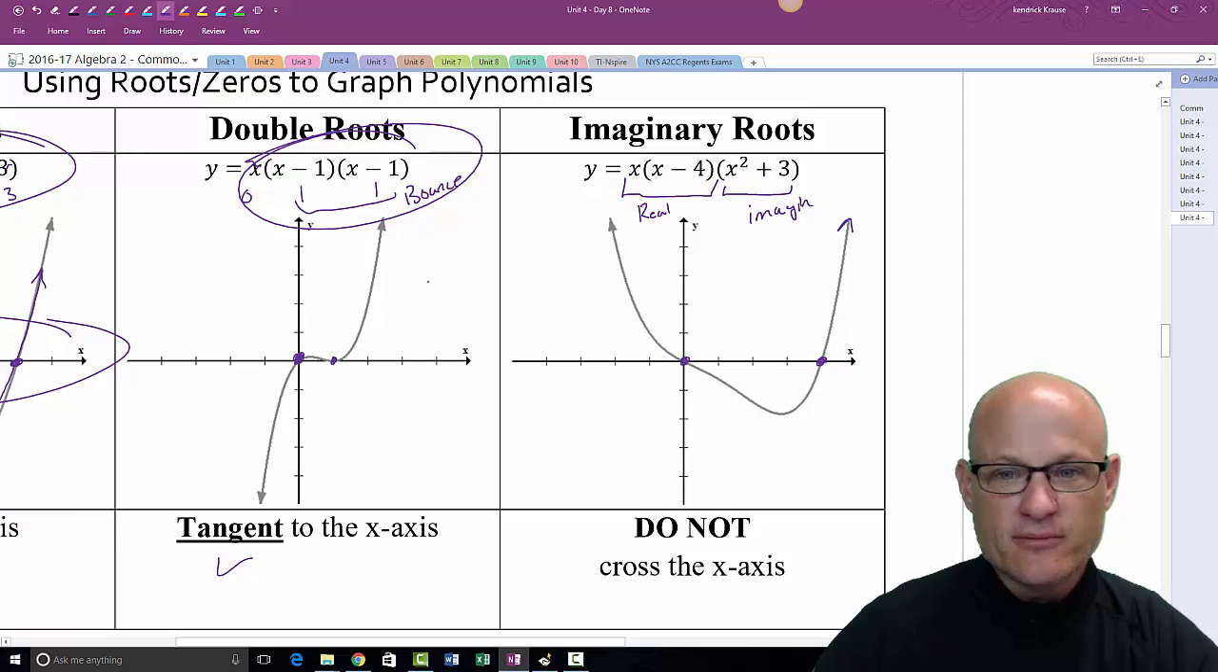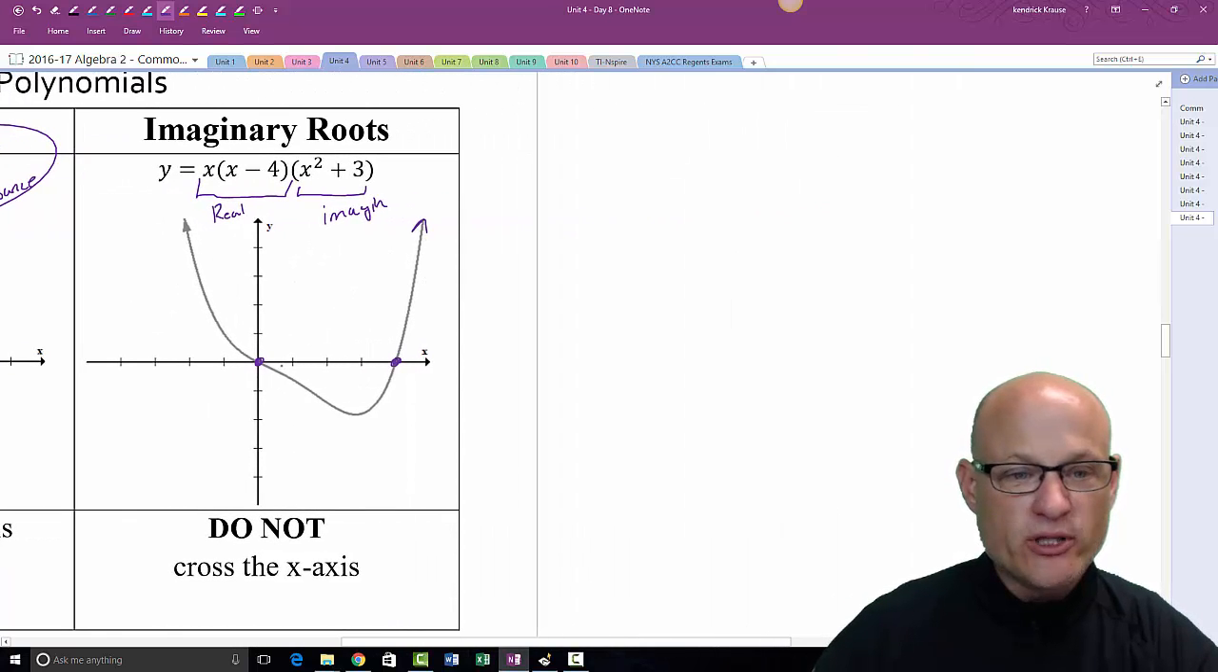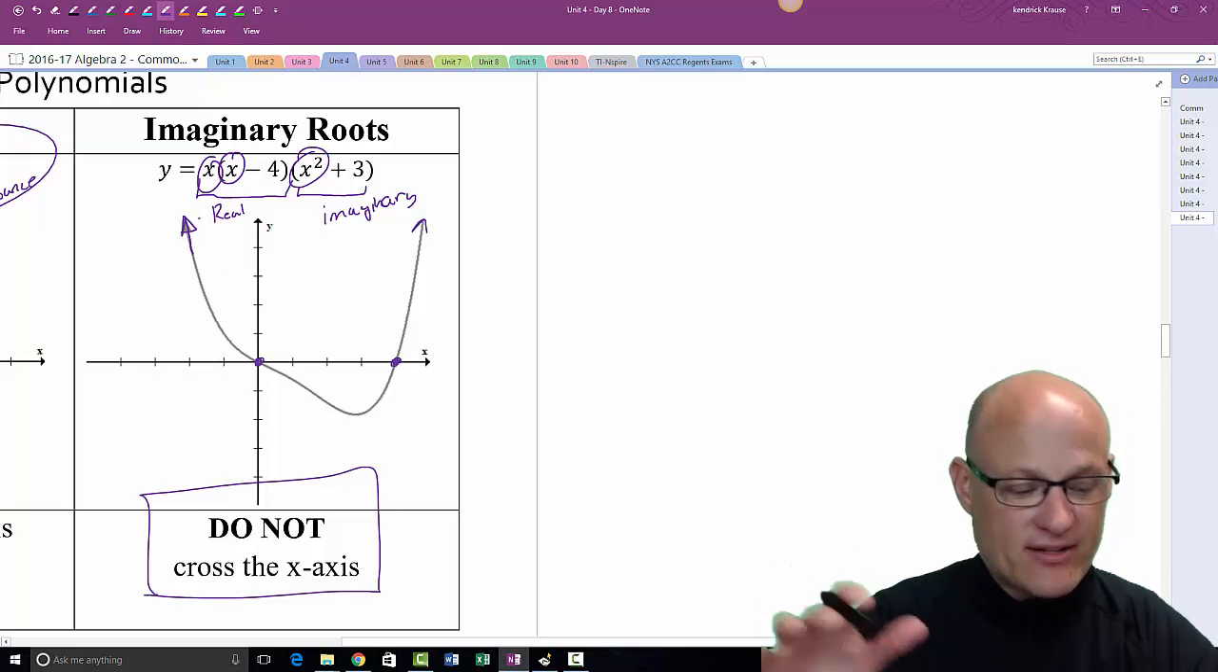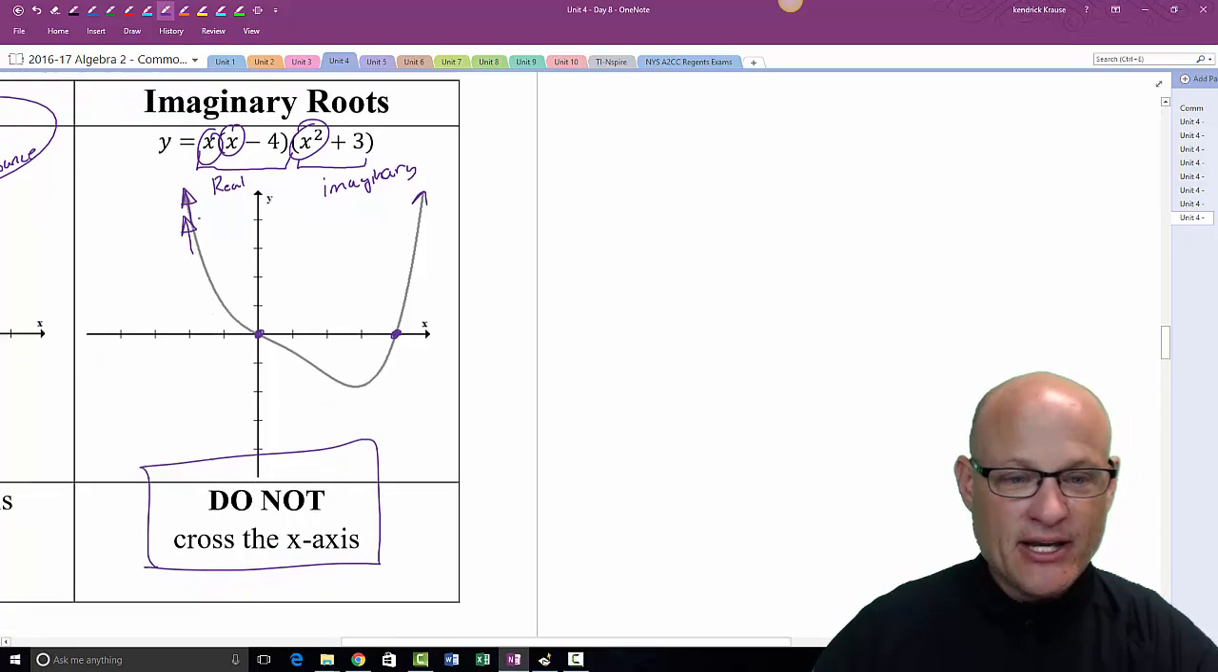But here, I have 2 real roots. It's going to go through the x-axis, and 2 imaginary roots, which means it's not going to cross the x-axis for those 2. It's positive leading coefficient, and the degree is 4. So how do I get to degree 4? That's x times x times x squared. That's degree 4. That's why they're both going up. You need to be able to put all of that stuff together in order to get the roots.